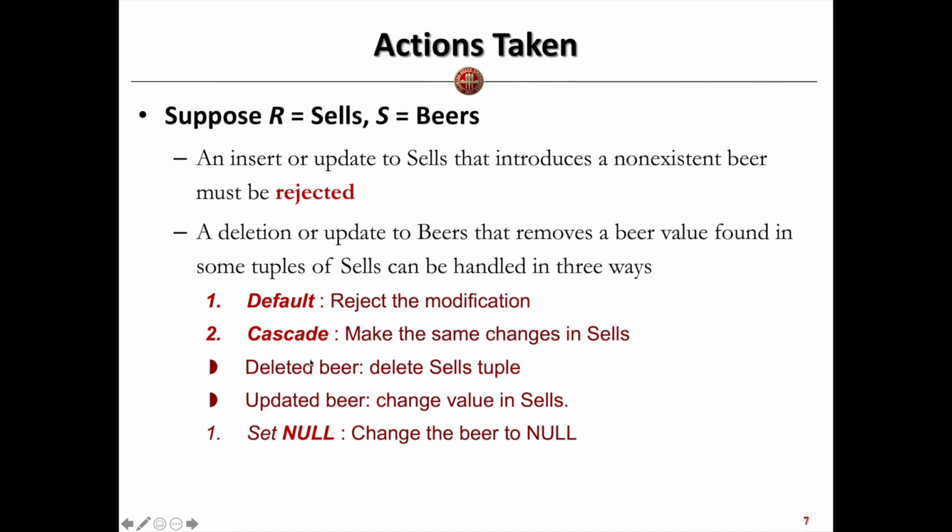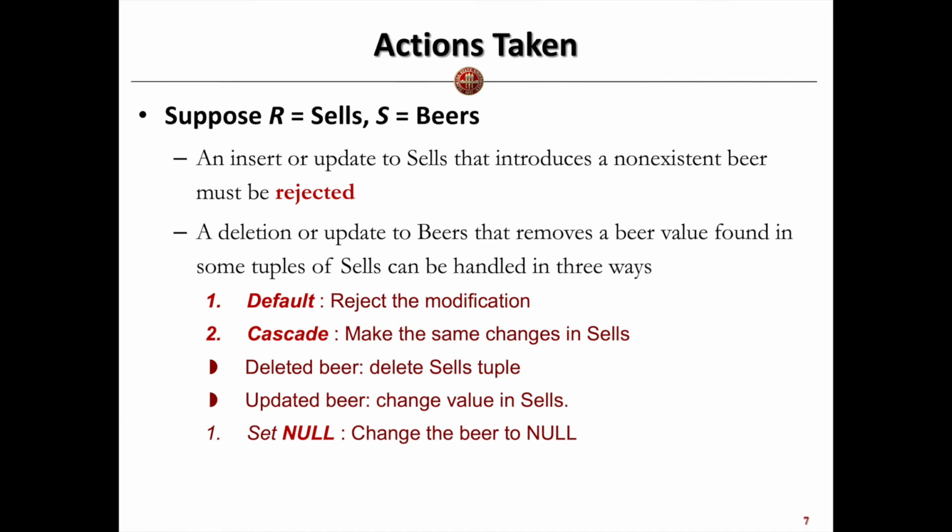And the third one is set null. It's another strategy we can use. If we do some deleting or updating to the S table, and the corresponding tuples only refer to these attributes in the R table, we will just change them all to null. For example, if we change the beer's name in the S table, and we make this beer we refer to non-existent anymore, then we can just change this beer in the sales table to be null.